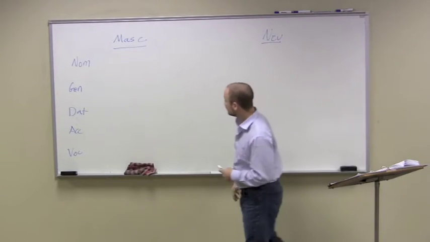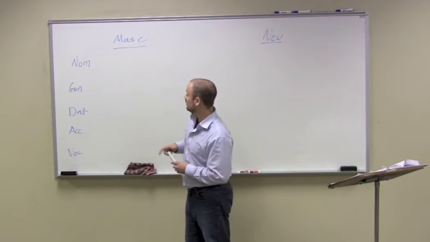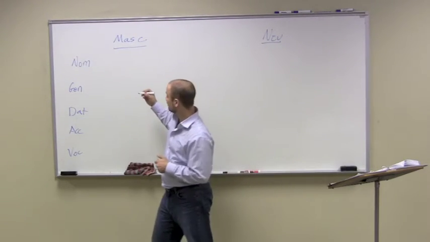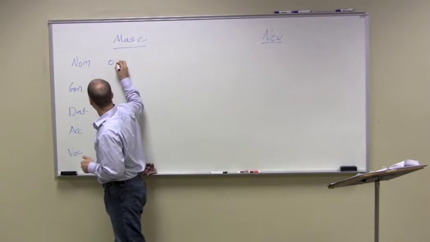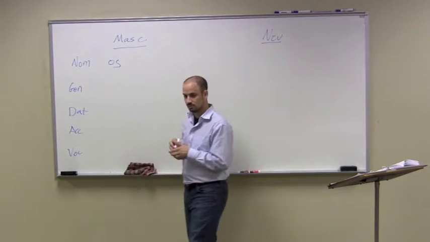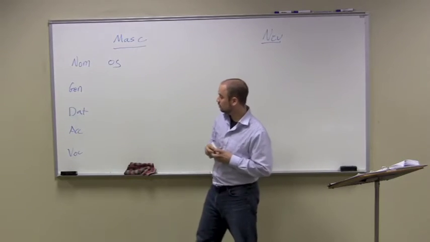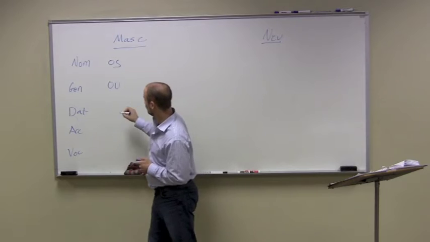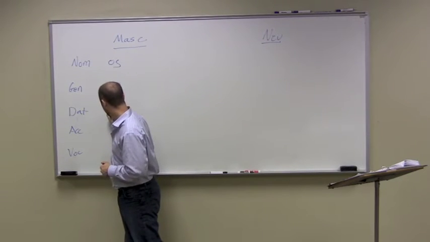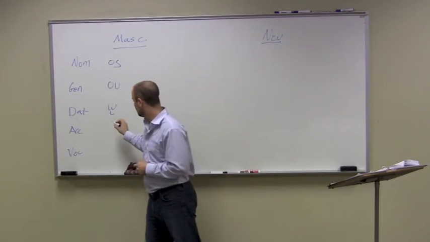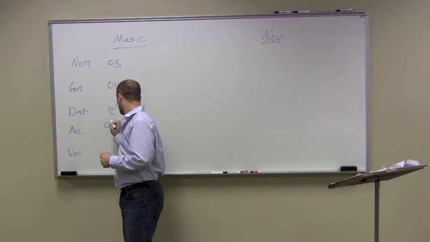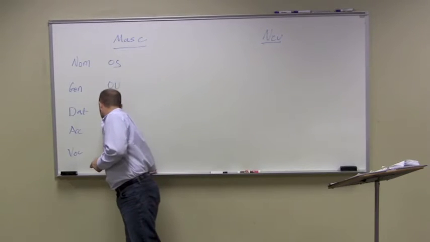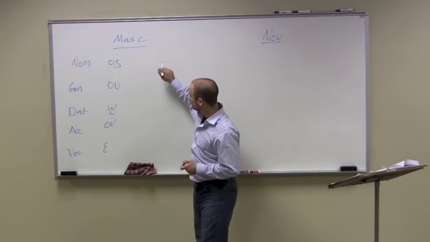Something along those lines. All right, so let's start getting the endings here. Masculine and nominative, singular. Os. Genitive. Ou. Dative is o with an iota. Good. Accusative is? On. Vocative? E. Good. This is the only one that's different. Plural.